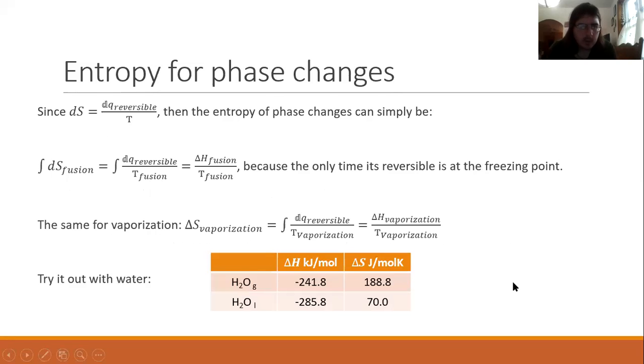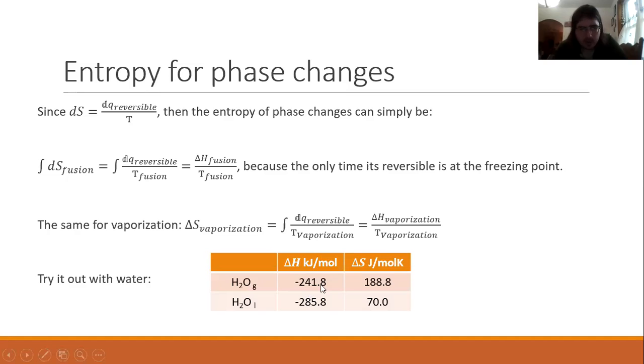So, entropy of phase changes. We can do that just the same. Since we're looking at a reversible process, constant T, the entropy of phase change simply is the Q reversible of that phase change, which would be the heat of fusion or the heat of vaporization, divided by the temperature at which this occurs, because the only time it's reversible is at the freezing point or boiling point. So you can calculate that for water.